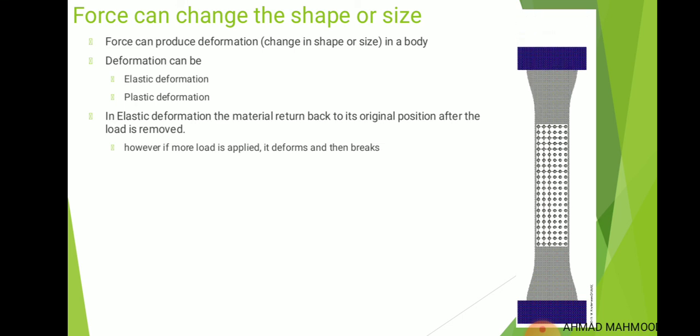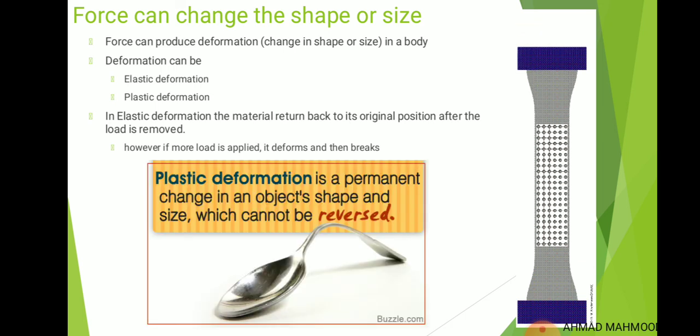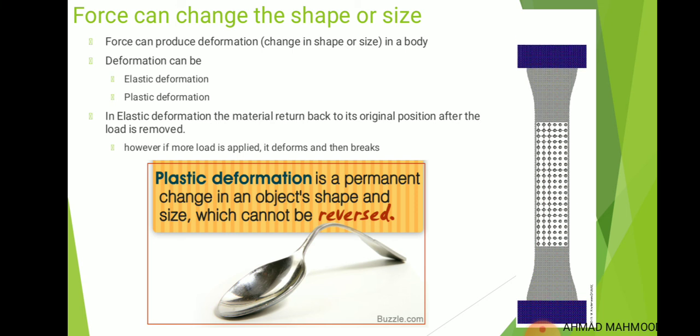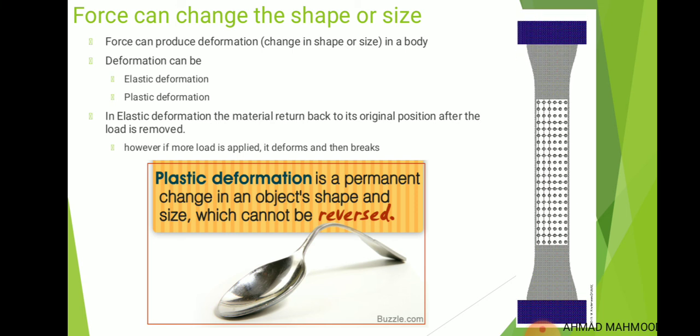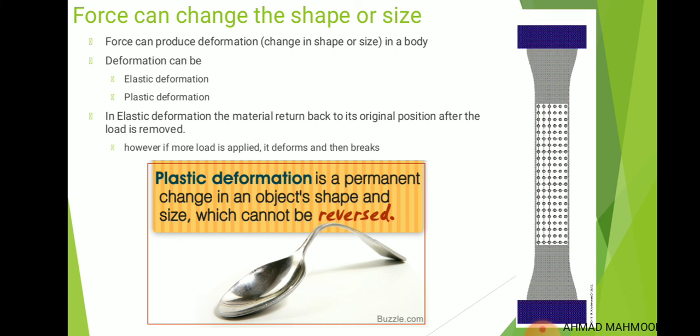However, if the load is increased, the body deforms and then breaks. What is plastic deformation? Plastic deformation is a permanent change in the object's shape or size, which cannot be reversed without applying a force. If we increase the force and exceed the elastic limit, the body will go into the plastic region, where when the force is removed, the body will not return to its original shape.